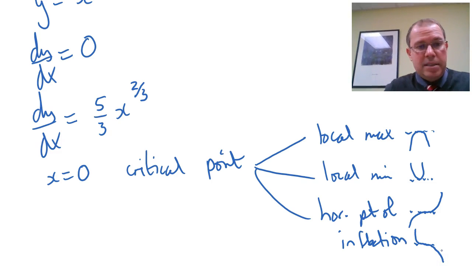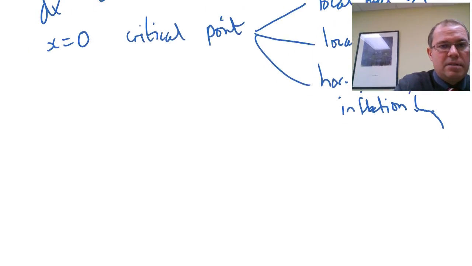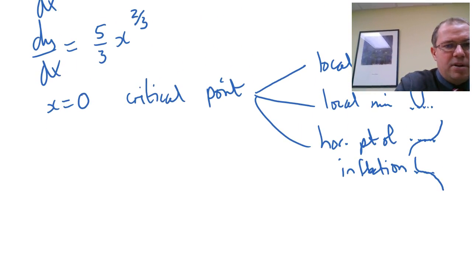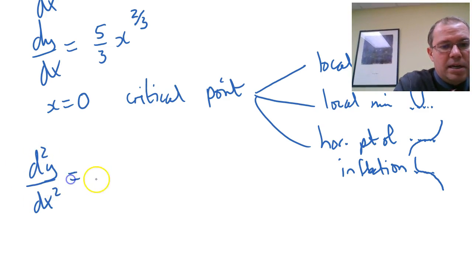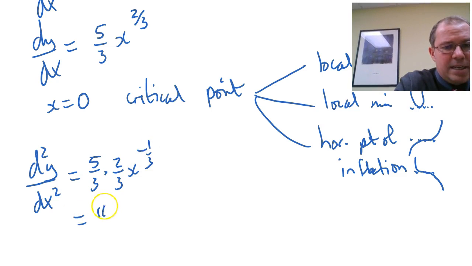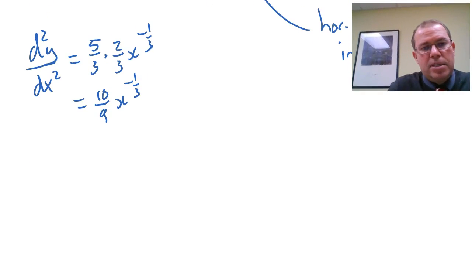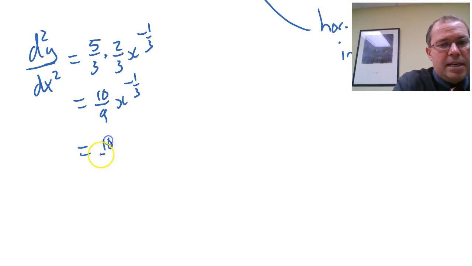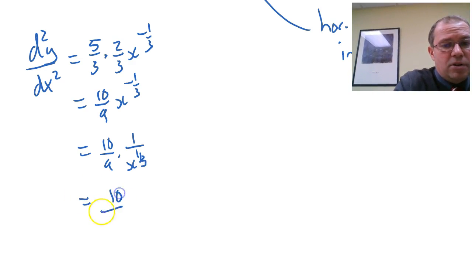So let's find the second derivative and see if we can classify this. We've got dy/dx equals 5/3 x to the 2/3. So if we find the second derivative, d2y/dx squared, that would be 5/3, bring down the 2/3, knock a power off, and so we get 10/9 x to the power minus 1/3. And maybe a nicer way of writing this would be 10/9, and x to the power minus 1/3 is 1 over x to the power 1/3, which is of course the cube root of x. So I've got 10 over 9 times the cube root of x.